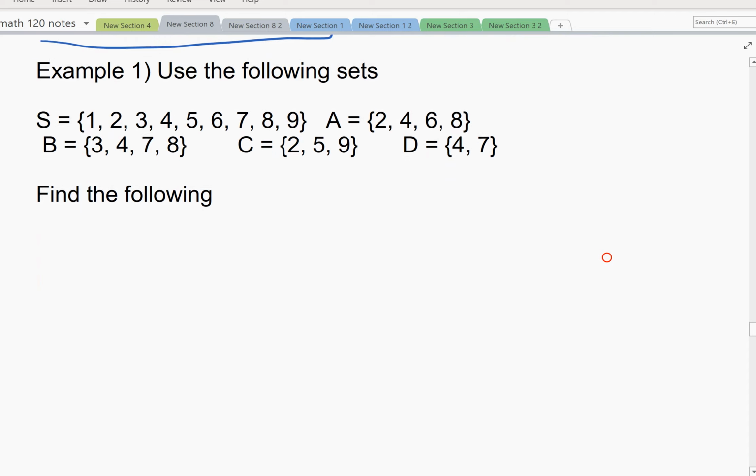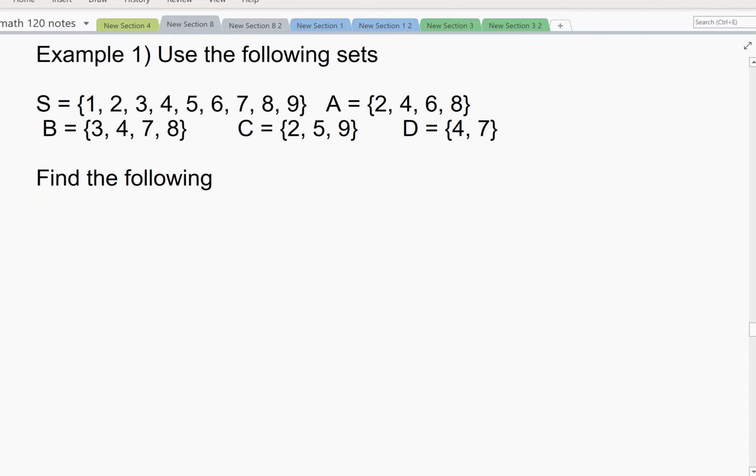Alright, so we're going to look at some simple sets, where the universal set is the set S. Set S is my universal set. It's the numbers 1 through 9, the whole or integer values 1 through 9. And then A, B, C, and D are all subsets of that. If you look at them, they're all subsets of that universal set S.